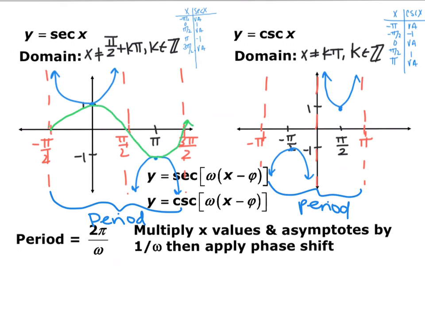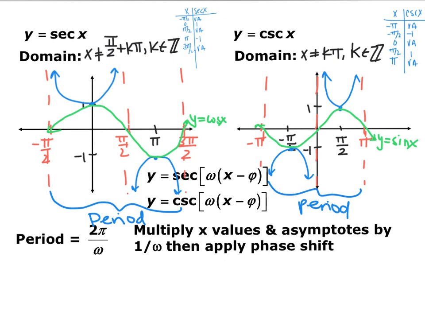So this green function is the cosine of x, and it kind of follows similar points but is in the opposite direction as secant of x because of that reciprocal relationship. Similarly with sine of x, if you graph the sine of x inside secant of x, you'll see this opposite reciprocal relationship of the graphs as well because of the reciprocal functions.